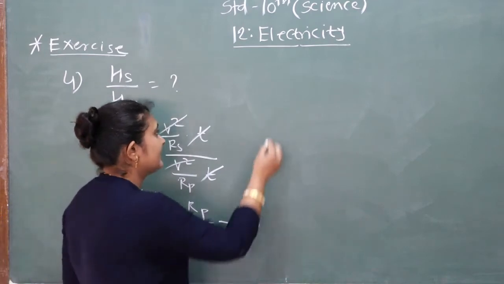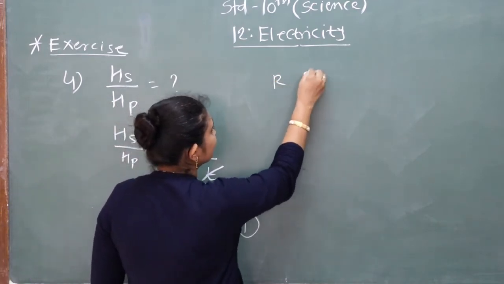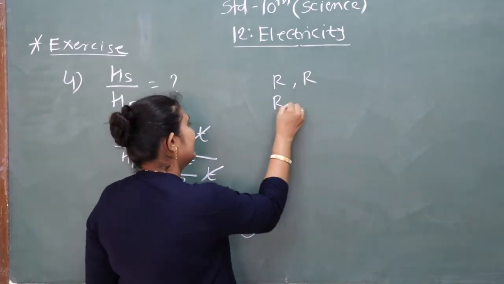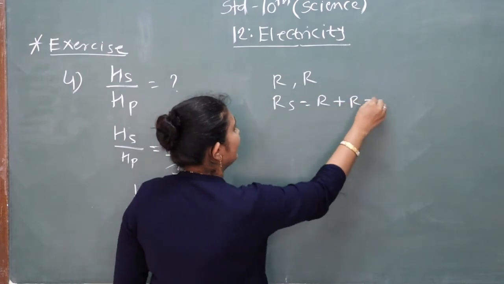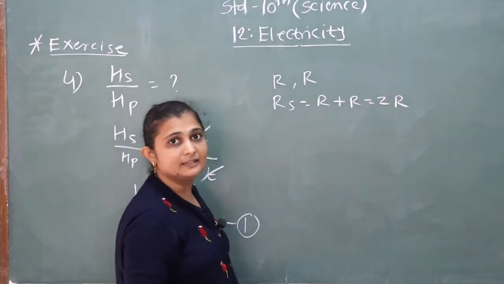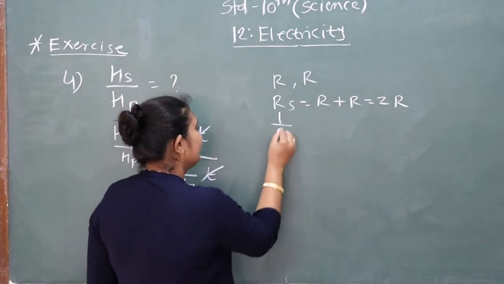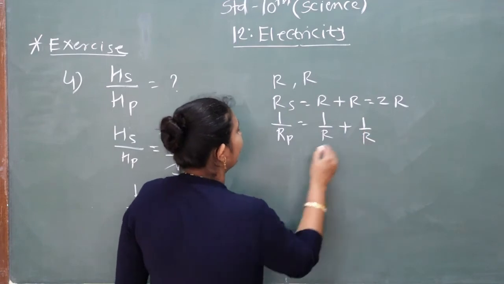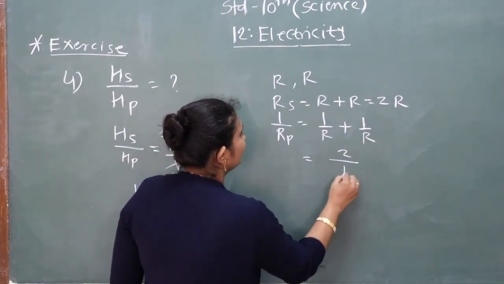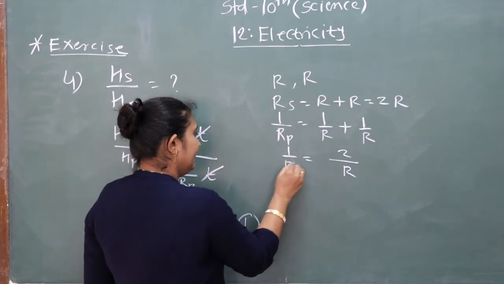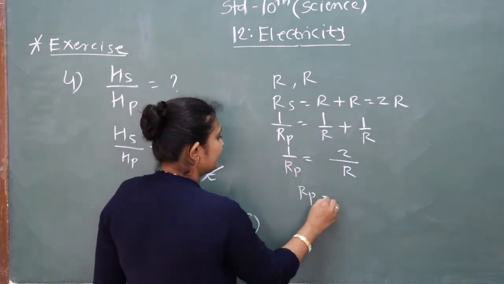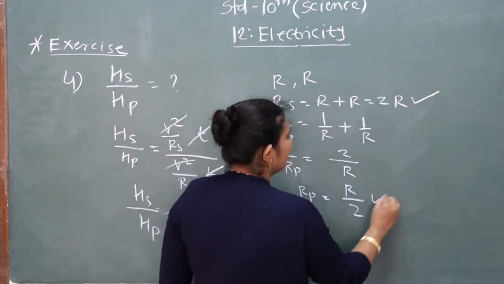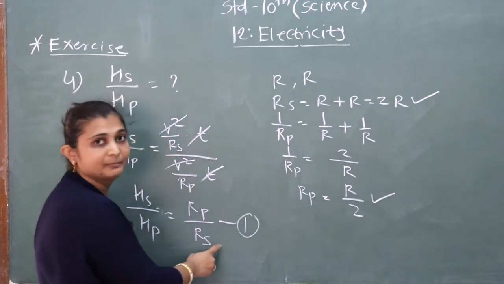Now two resistors are there, say R and R. These are the two resistances. When connected in series, R plus R, you get 2R. And when you connect them in parallel, 1 upon R plus 1 upon R is equal to 2 upon R. Taking the reciprocal, Rp is equal to R by 2. Put this value and this value in equation number 1.